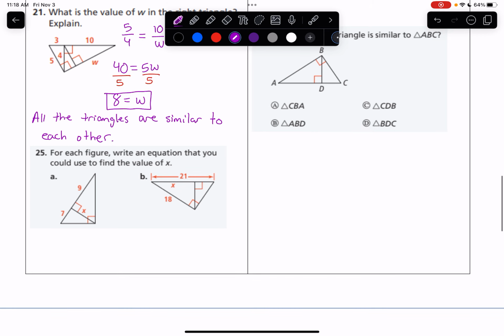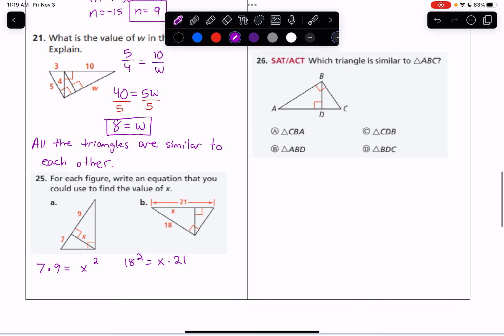Number 25, for each figure, write an equation that you could use to find the value of x. We could be using our altitude on hypotenuse theorems here. We can use proportions or we can use altitude on hypotenuse theorems, which is what I'm going to show. For A, I know the two pieces of the hypotenuse multiplied together are going to be equal to the altitude squared. For B, I'm going to use my other altitude on hypotenuse theorem that tells me that the leg squared is equal to the piece of the hypotenuse closest to it times the entire hypotenuse. So x times 21. Again, you could make proportions here. You could make a couple other things.